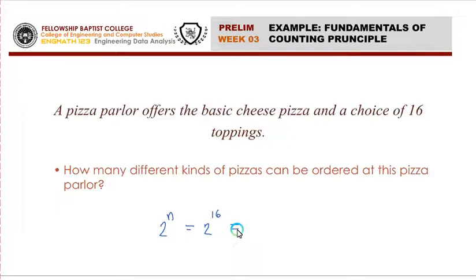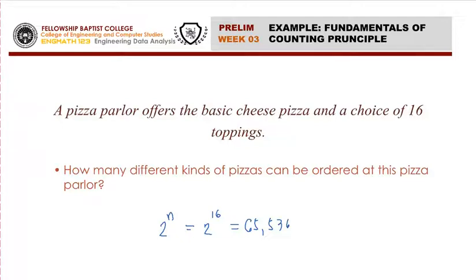So our answer is 2 raised to the power of 16, which is equal to 65,536. There are 65,536 different pizzas that we can order. Okay, so this is for this specific topic on the fundamental principle of counting.